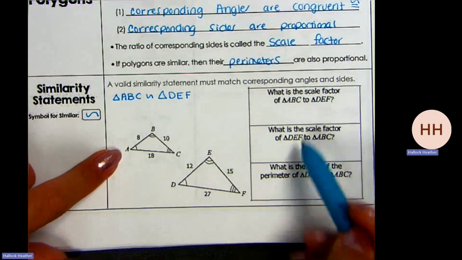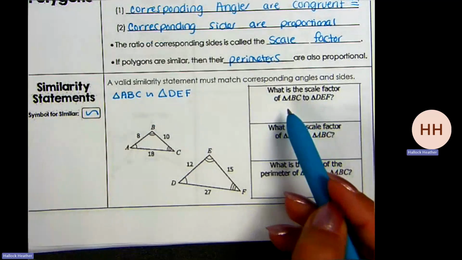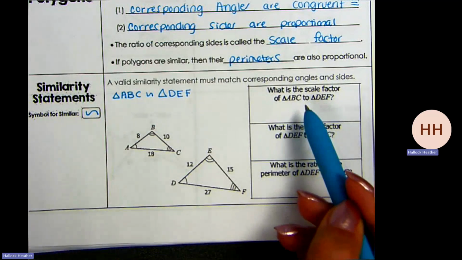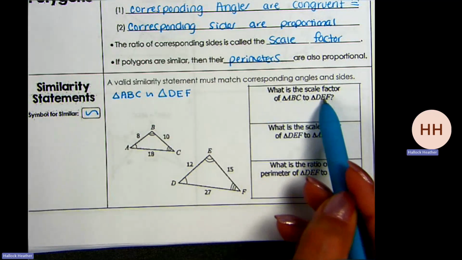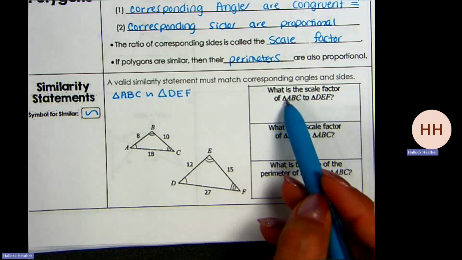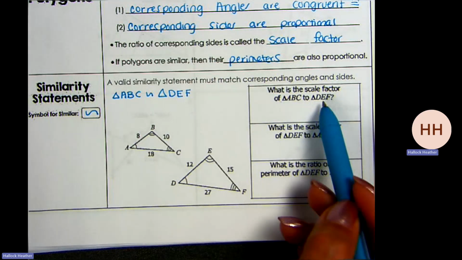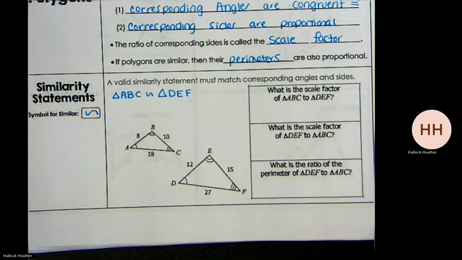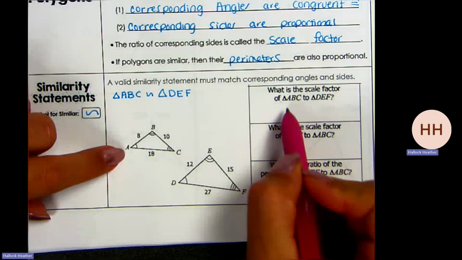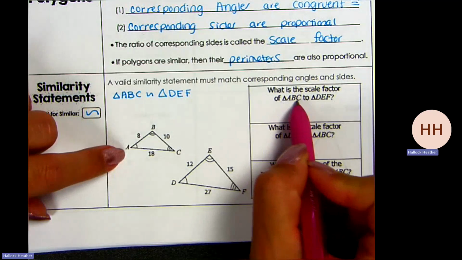So now we're going to talk about scale factors. Scale factors are measuring the sides. I want to know how much bigger it is than the other shape, from ABC to DEF. So if I start at ABC and I go to DEF, am I getting bigger or am I getting smaller? I'm getting bigger.